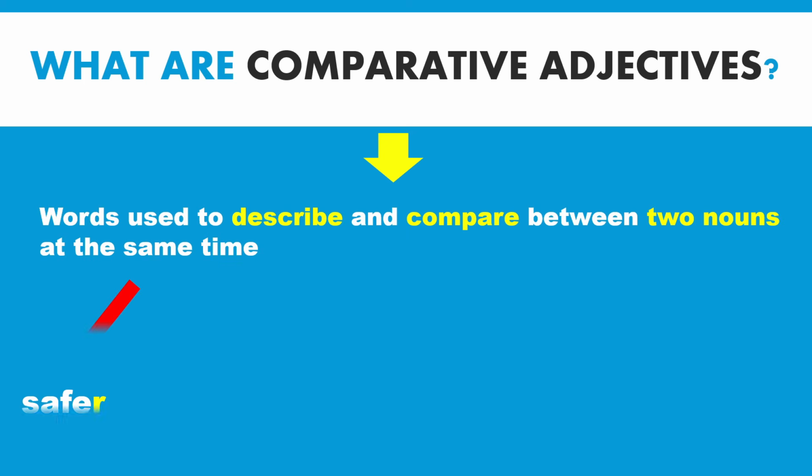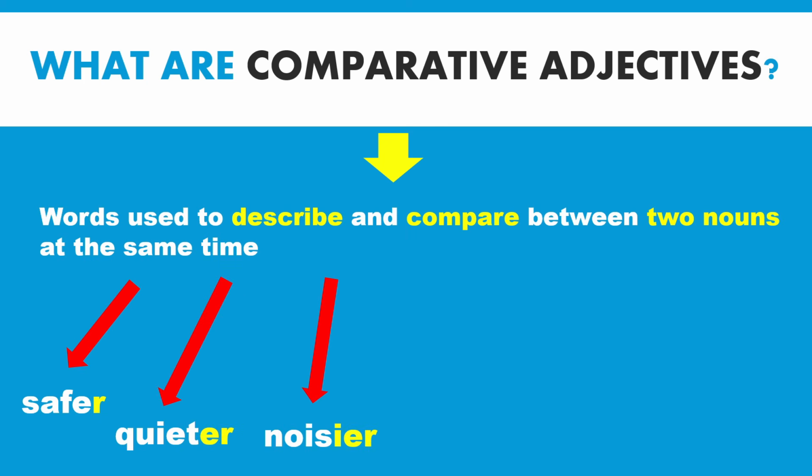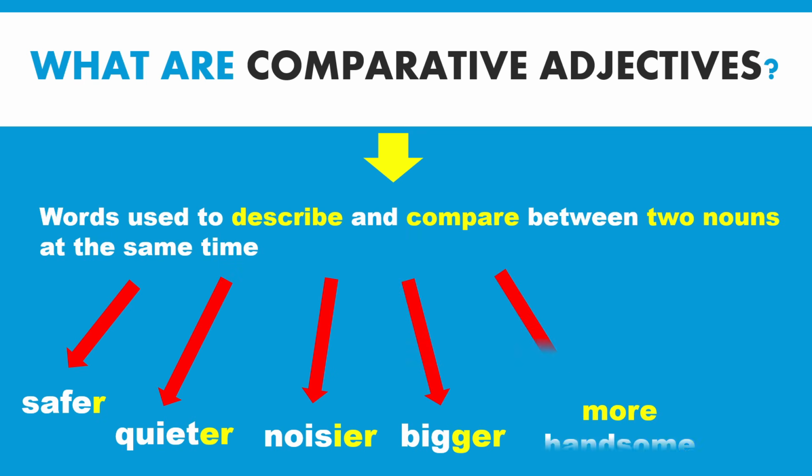The first one is added with R. Second one is added with ER. Third one added with IER, followed by added with consonant ER, added more without modifying the original spelling of the adjective, and last but not least, irregular. Irregular comparative adjective means that when the adjective itself is transformed into comparative adjective, the spelling of the comparative adjective is totally different from the original adjective itself.